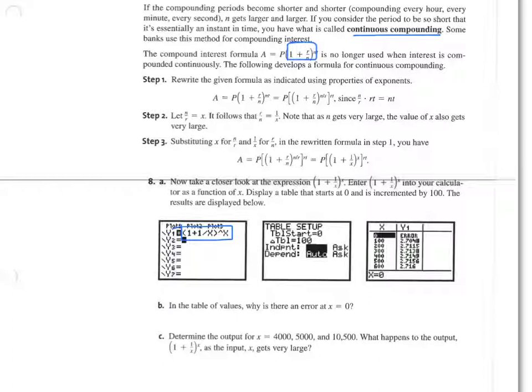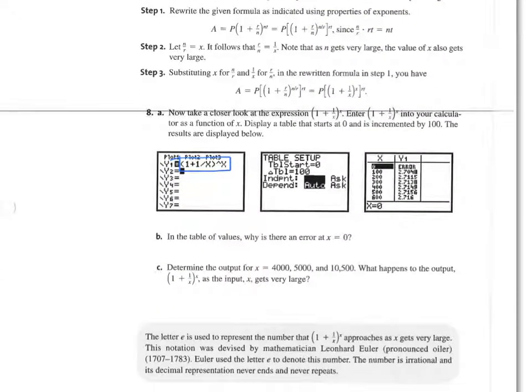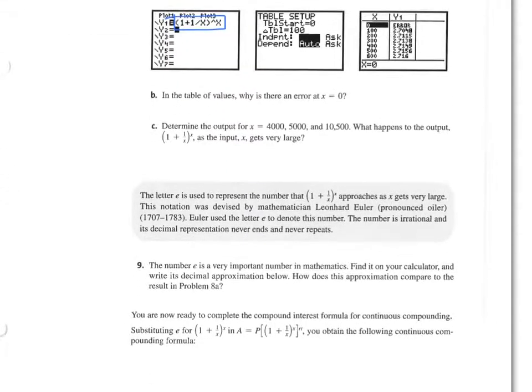So they're having you look at a table to show you that as that keeps growing and growing, it approaches some number. This whole expression actually just approaches a number. You may or may not have seen this number before. So I'm going to jump down to the box where they're summarizing.